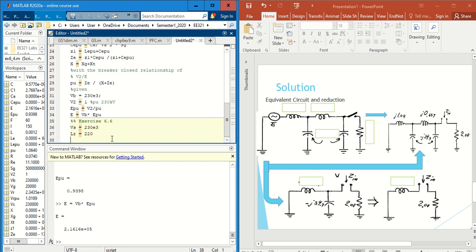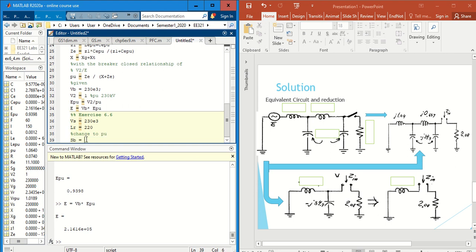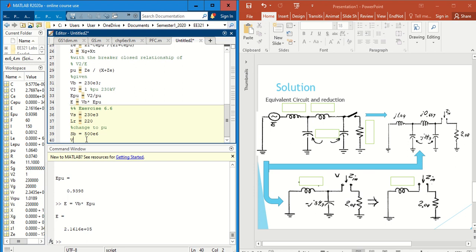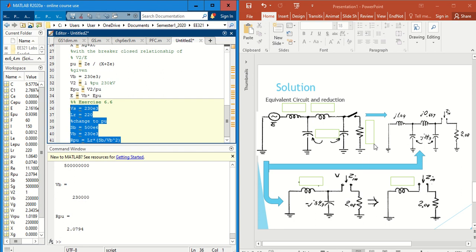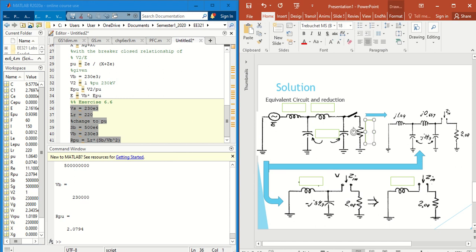Okay, now we have to change all this to per unit to find the equivalent circuit here. So change to per unit. Remember, keeping in mind SB is equal to 500 exponent 6 and VB is equal to 230 exponent 3. Now R per unit will be equal to LR multiplied by SB divided by VB squared. Okay, let's see. So R per unit is equal to 2.08, we can say. So we can write it down here.